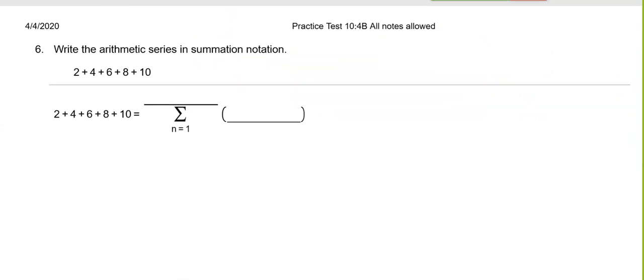Okay. Question 6, write the arithmetic series in summation notation. Okay, so how many terms are there? You can count them right there. How many terms are there? 5. So I knew that the top number was a 5.